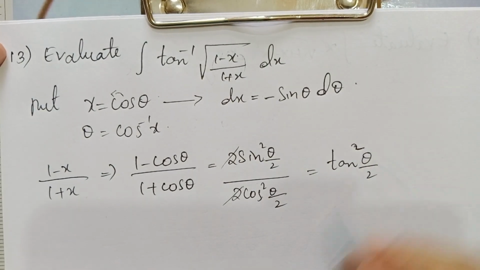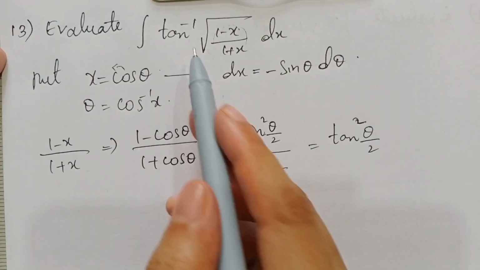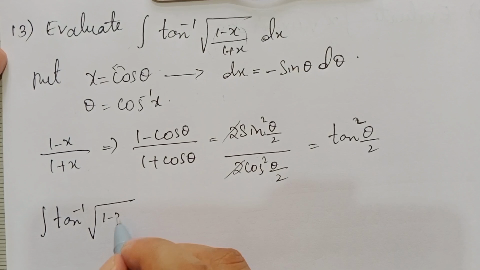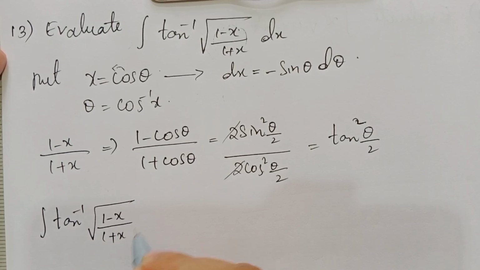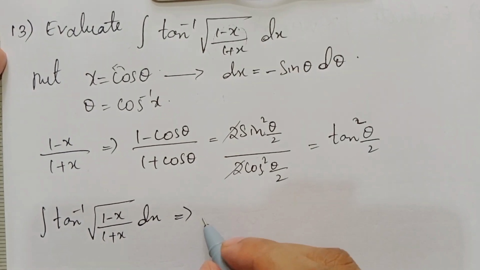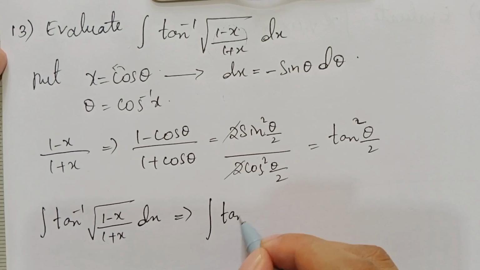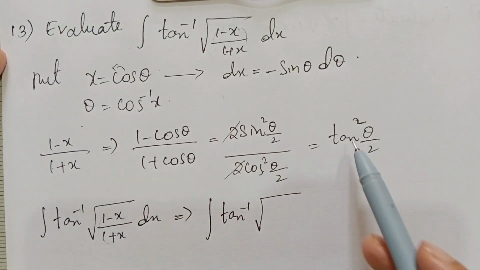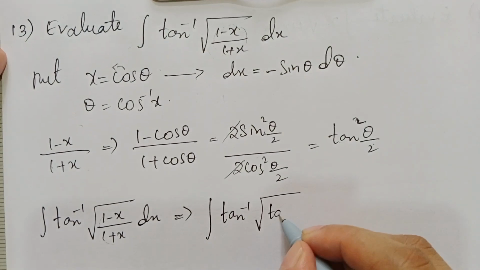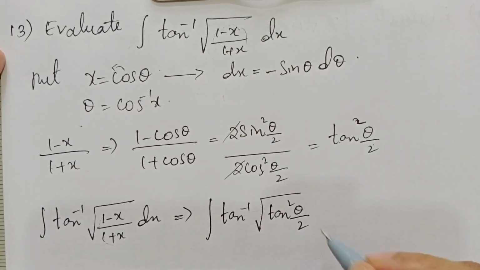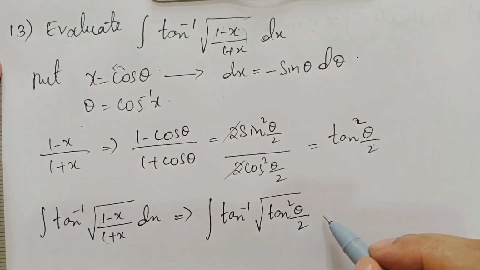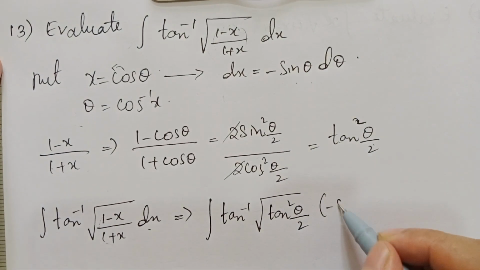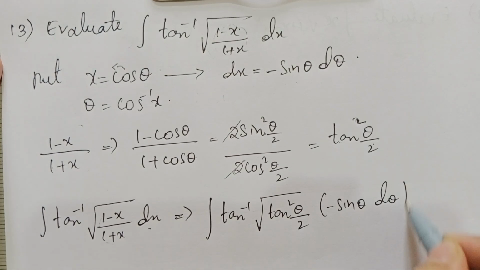So now we'll write our question: integral tan inverse root of 1 minus x by 1 plus x dx, which is equal to integral tan inverse of root, the value of this, right, we got, which is tan square theta by 2, into the dx value, which is minus sine theta d theta.